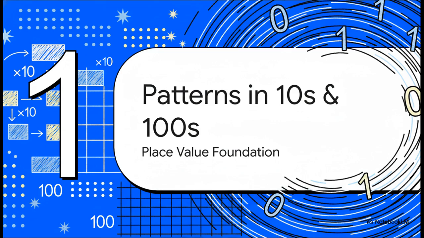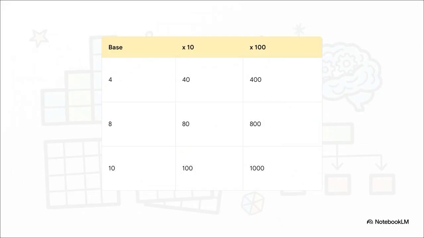Okay, kicking things off with Section 1, patterns in tens and 100s. This is the foundation of place value. Let's just dive right into our very first tool. So a lot of the time, we're taught to just add a 0 when multiplying by 10, right? But the text actually pushes for a much deeper understanding here. When you multiply by 10, the number literally becomes 10 times larger. That means each individual digit is moving exactly one place value to the left on a place value table.